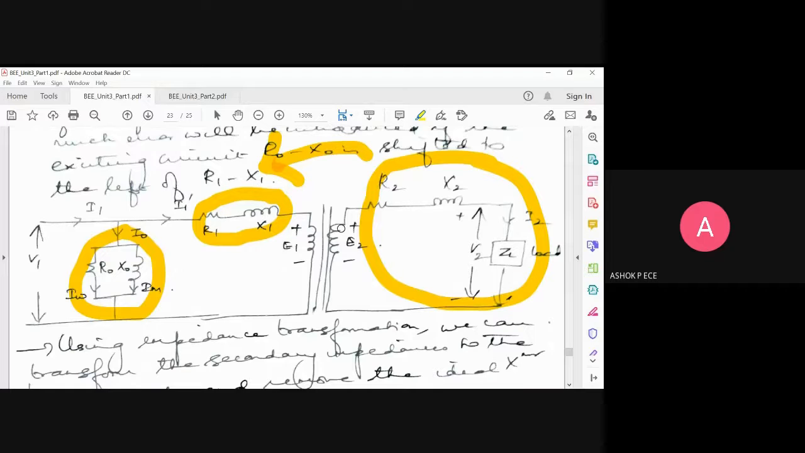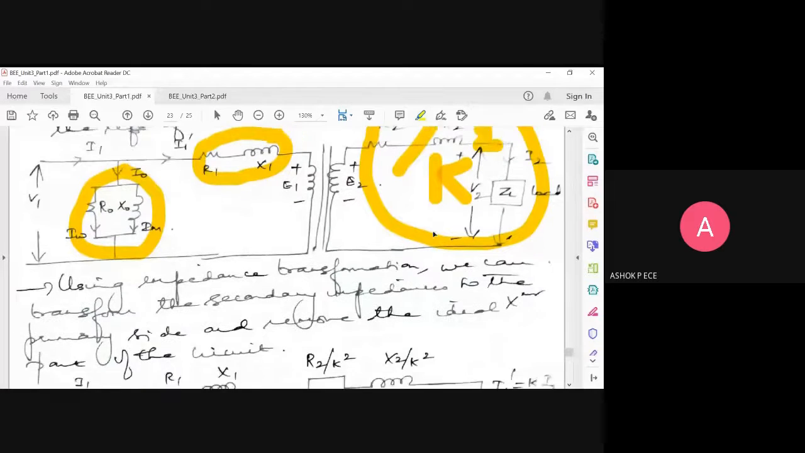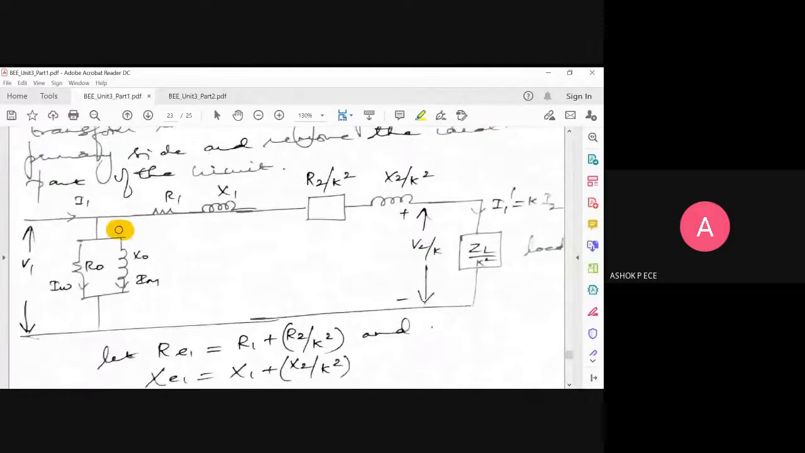But here, I'm going to transfer all the impedance from secondary to primary. So the formula will be the secondary impedance value divided by K square. K is the turns ratio of your transformer. Okay, see here, secondary, what all components you have? You have R2, X2. So R2 will be divided by K square. See here, this component is your no load component. Then comes your R1, X1.